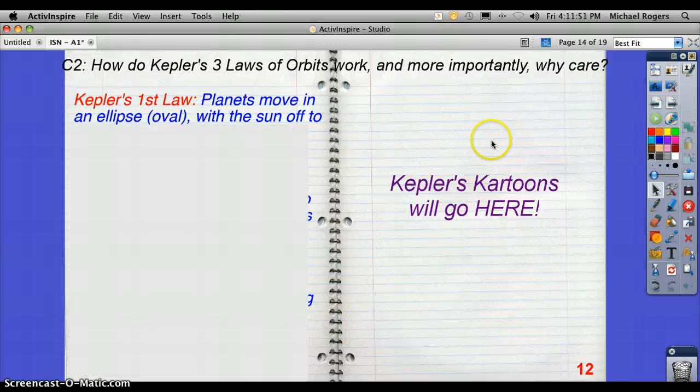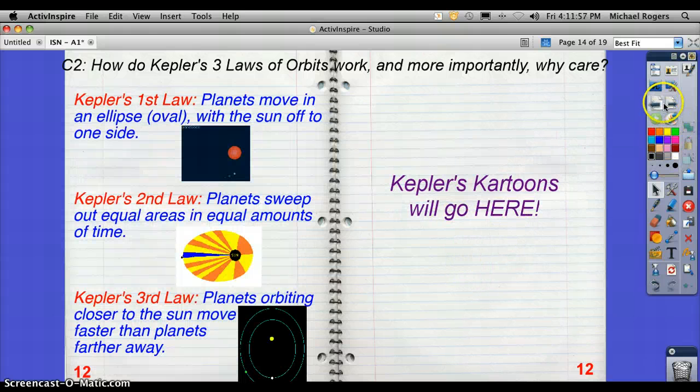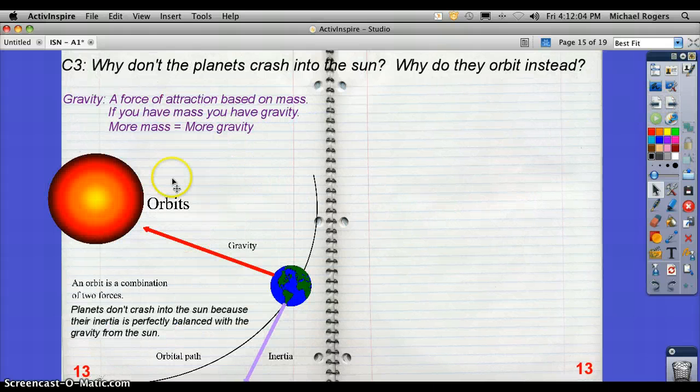And since you did all that hard work on Kepler's cartoons, and probably doing some redos in many cases, that can go right here once you get that complete and graded and back from me. Then that would take us to C3, which would be our next page. Why don't planets crash into the sun, and why do they orbit the sun instead?